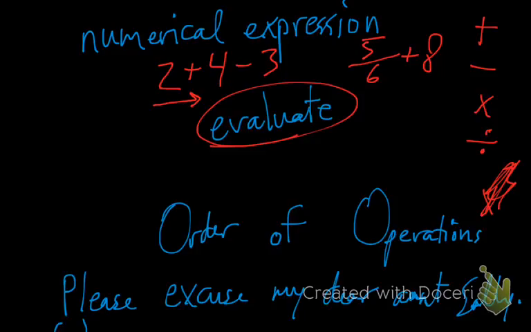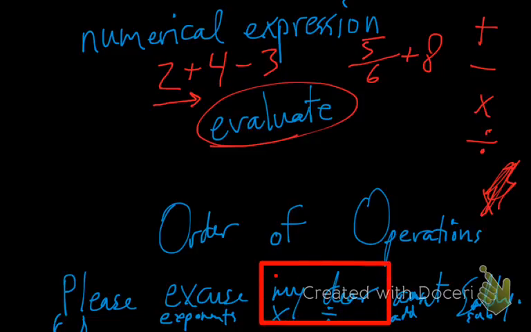Please stands for parentheses, and I'm going off my screen here. Excuse is exponents, if you have exponents. M is multiplication, D is division, addition for A, and subtraction for S. I don't know why I'm jumping back and forth between the actual operations and words for it, but please excuse my dear Aunt Sally. Now what's interesting about this is that my dear, multiplication and division, you actually do from left to right. You could say division first and multiplication second. And same with addition and subtraction.